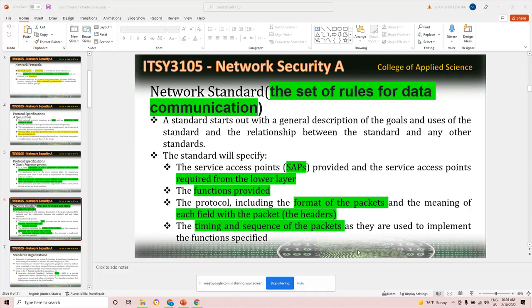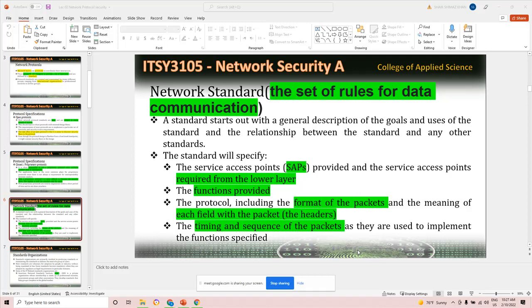How? Because these devices use software, and they support network layers, and these network layers have protocols. These protocols are based on some standards. If they are not based on a standard, then interoperability, that is, communicating with different devices and different operating systems, is not possible. So standard is very important. The standard means a set of rules for data communication.